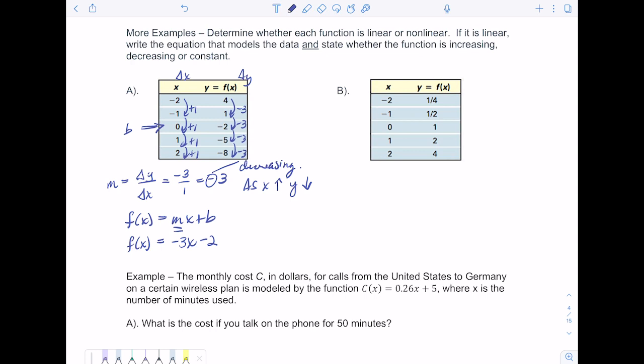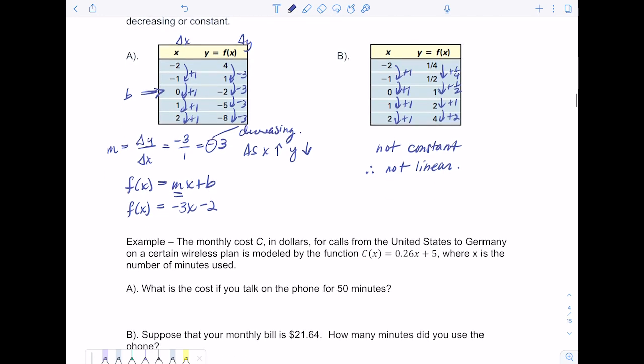If I look at the next table, again, my x's are increasing by 1. But if you look at y, it increases by 1/4, and then by a half, and by 1, and by 2. So the average rate of change is not constant. Therefore, the function's not linear. And again, later in the chapter, we will deal with functions that are not linear.